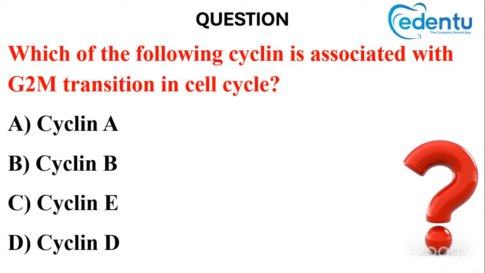First question: which of the following cyclins is associated with G2 to M transition in the cell cycle? Is it cyclin A, B, E or D? To know this, you should have an idea about what the cell cycle is, what is happening in the cell cycle, and what are the stages or phases present in the cell cycle. You should know what the cell cycle activators and cell cycle inhibitors are. You should have a general idea about all these topics.